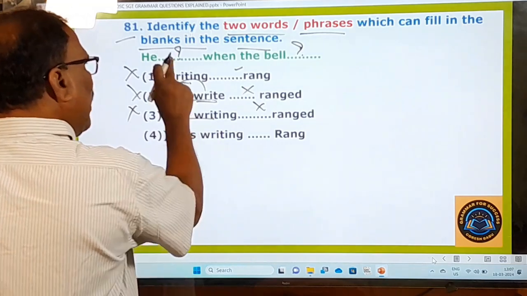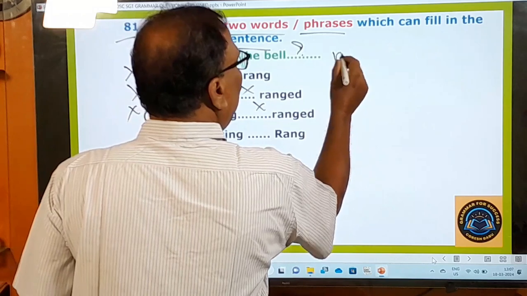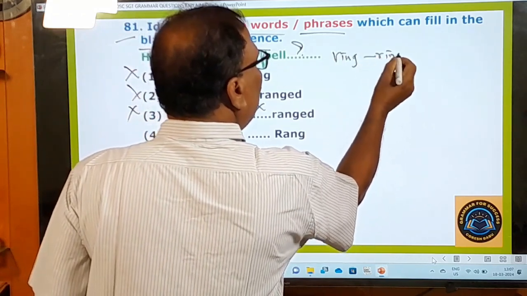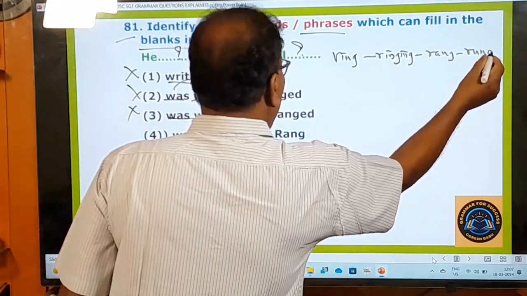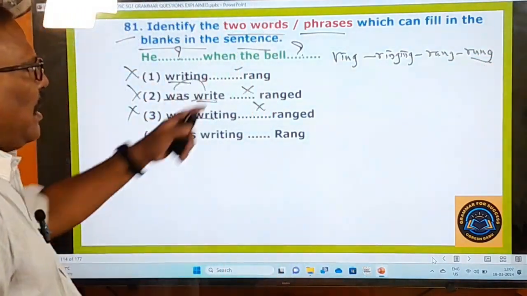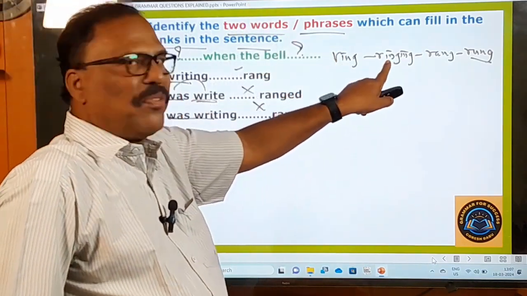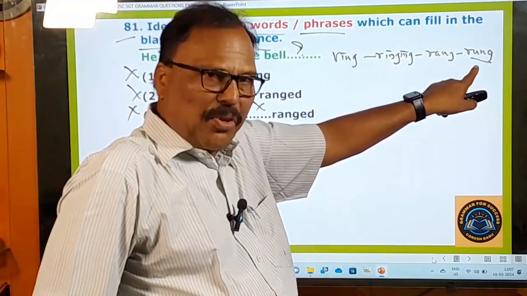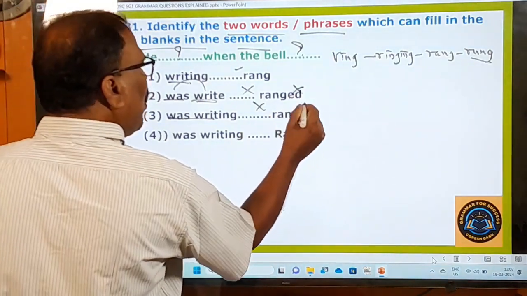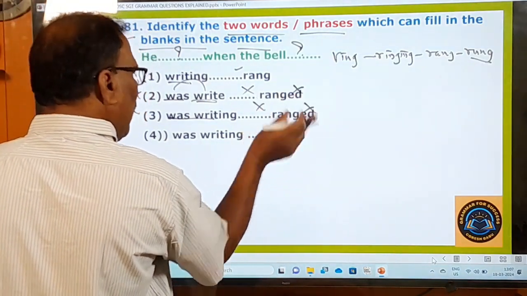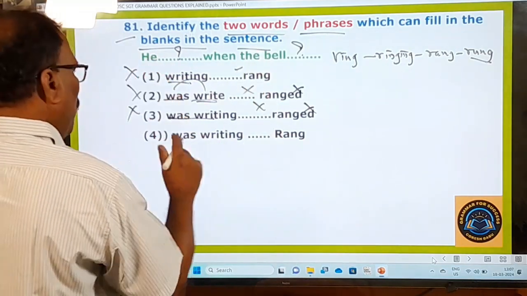So "was writing" is okay, but "ranked" is not okay here, because the verb forms are ring, ringing, rang, rung. Present tense form, present participle form, past tense form, past participle form. All of you know very well about these forms. And here, "ranged" is not at all right. That's why the first one, second one, and third one are absolutely gone. And only the fourth one is there.